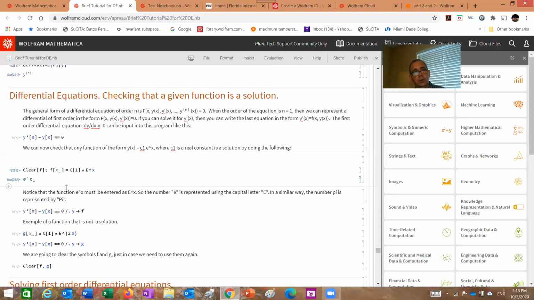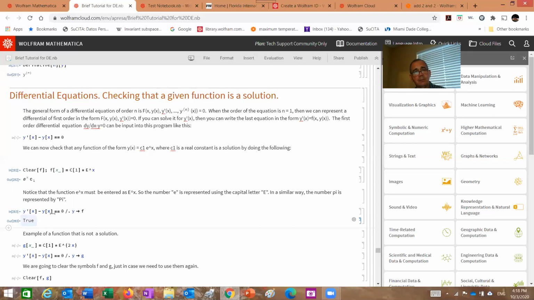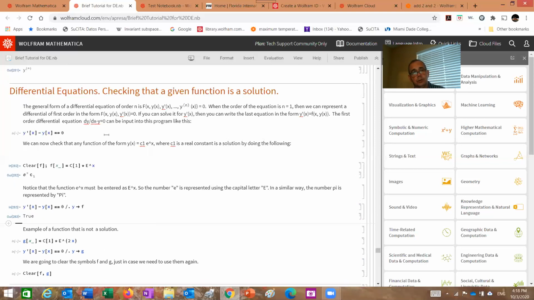Then if you want to verify that this equation is satisfied by that function, we can do the following. We write down the equation as we did here with the double equal sign and everything, and then in that equation we replace the y by the function f. It is telling the program that whenever the y appears, you need to replace it by the function f. And then what do we get here? We get a true statement, meaning that when you replace the y by that function f, this function satisfies the equation.